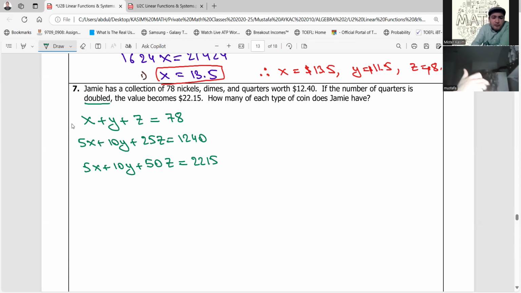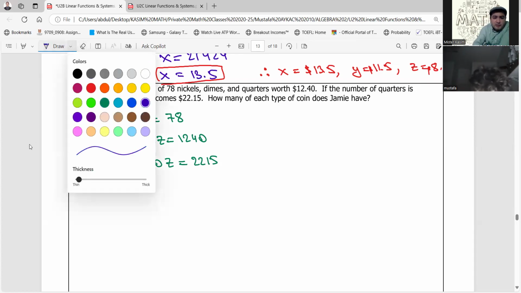Okay, but before you start, as you see here in the second and third equation, all numbers are divisible by 5, right? I can simplify this a bit more. Okay, let's rewrite this, then you will try to solve this.